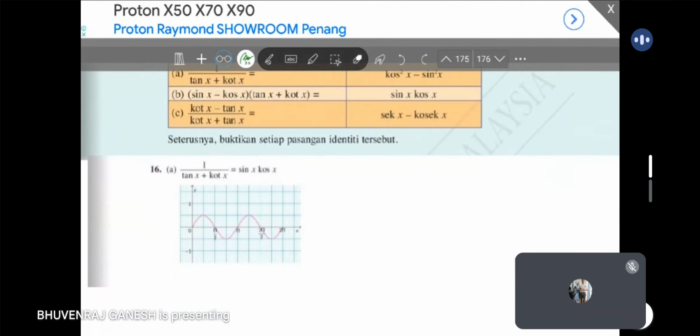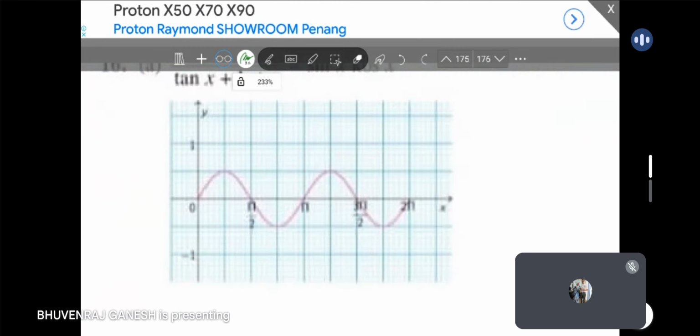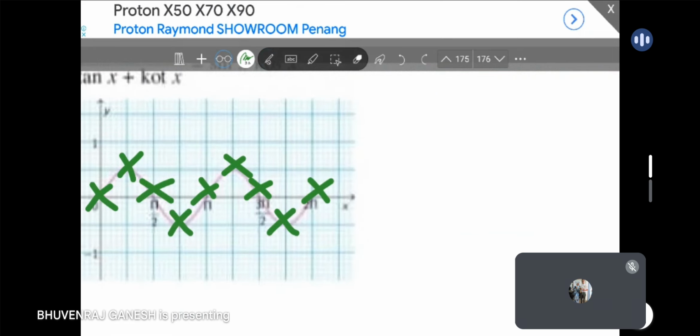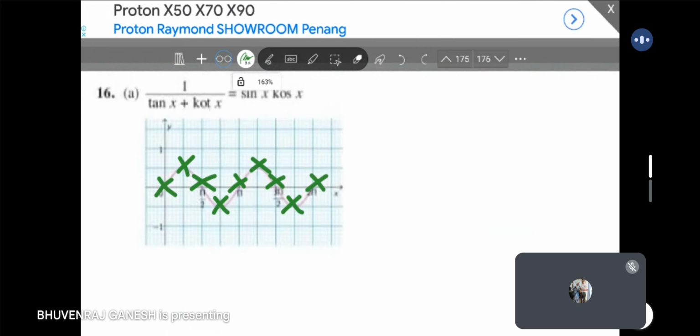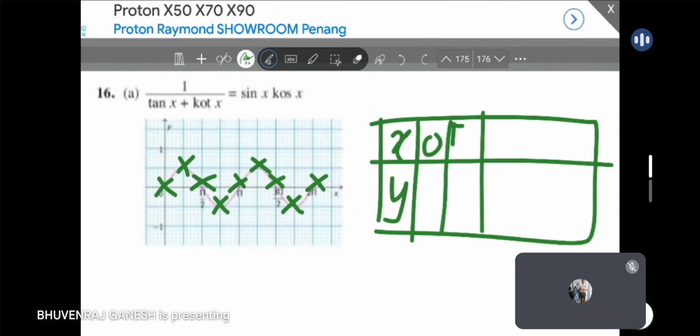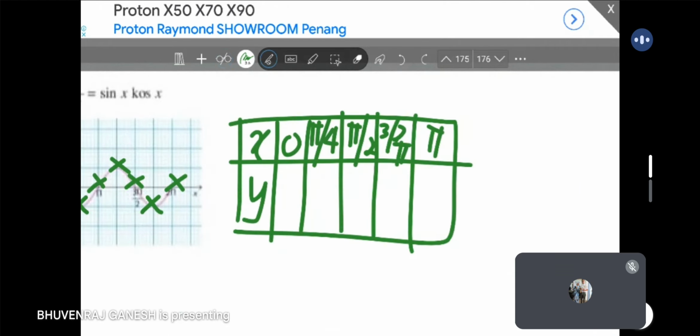So again, the same concept as I told you, try to find the points that you can plot. Can you see, guys? You just need to draw the table of values. Okay, guna jadual nilai saja. You can plot 0, pi over 4, pi, 3 over 2 pi, semua nilai ni. So just draw the table like this: x, y, 0, pi over 4, and then pi over 2, and then what else? 3 over 2 pi, and then pi. And then sambung lagi.